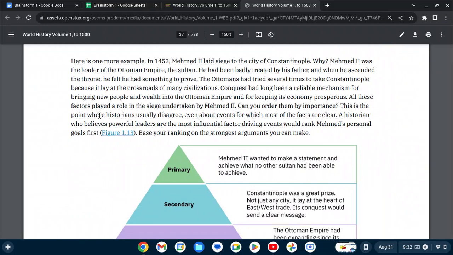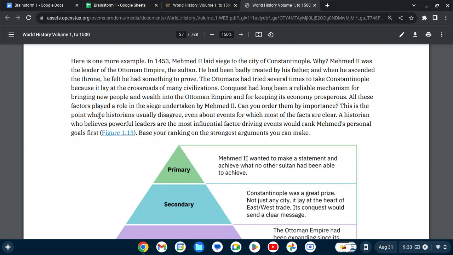The Ottomans had tried several times to take Constantinople because it lay at the crossroads of many civilizations. Conquest had long been a reliable mechanism for bringing new people and wealth into the Ottoman Empire and for keeping its economy prosperous. All these factors played a role in the siege undertaken by Mehmed II.